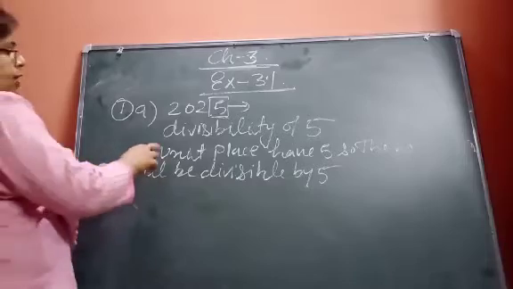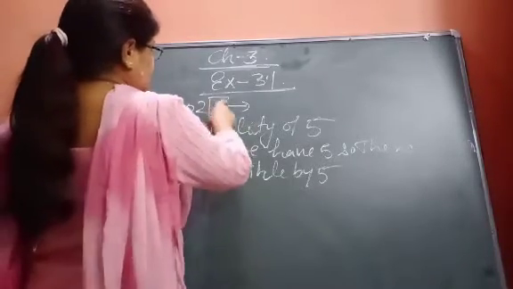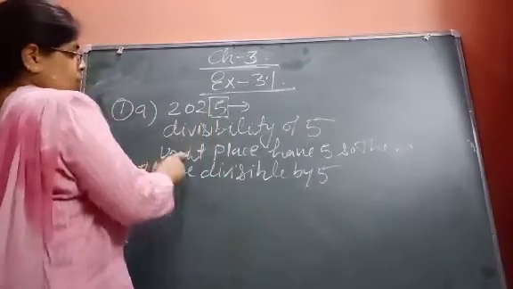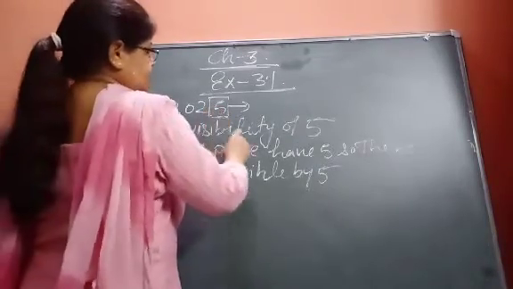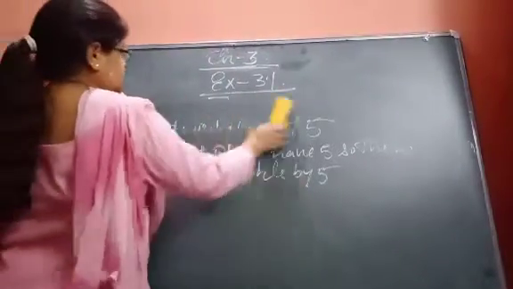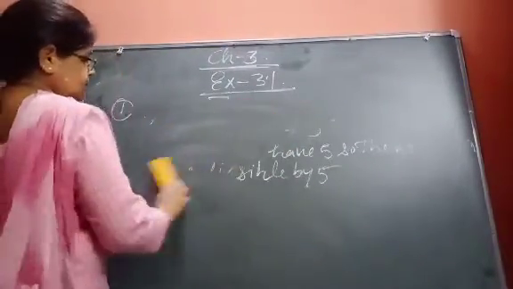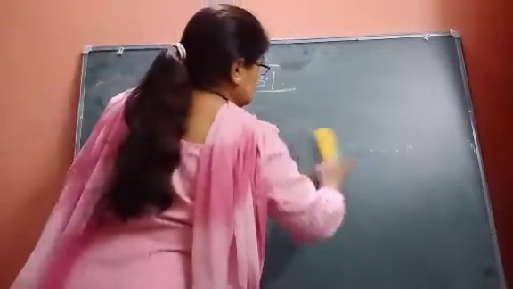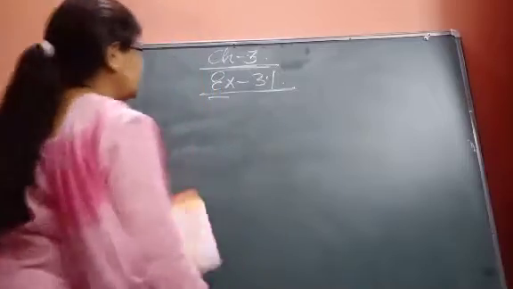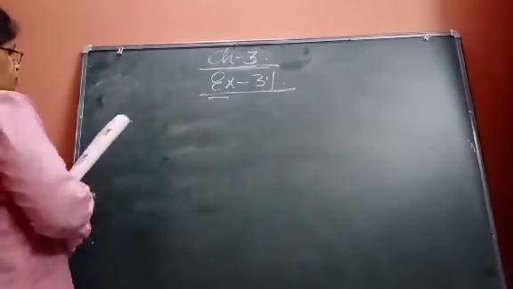In this way it will be completed. How will you write for a given number? Suppose the number has 7, then you will write that the unit place is 7, so it is not divisible by 5. In this way you will write. Complete the rest of the parts of this question. It was the divisibility test for 5. Now come to question number 2.